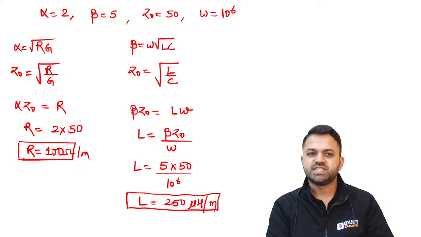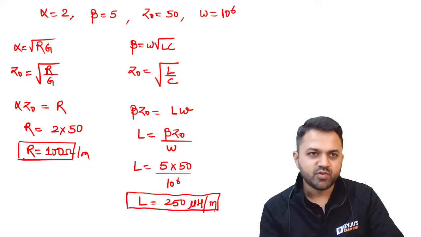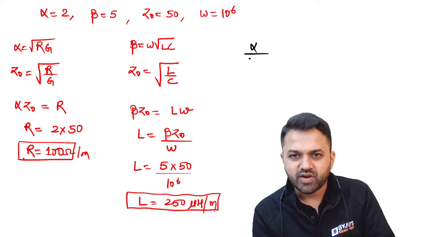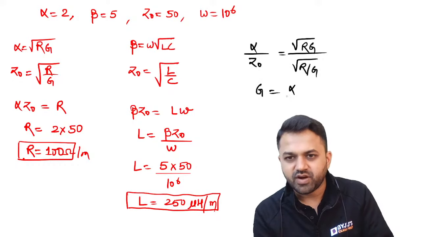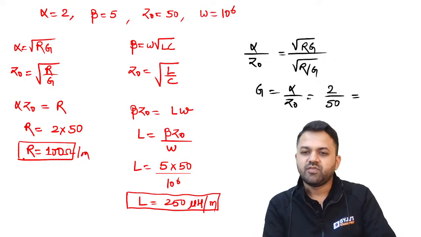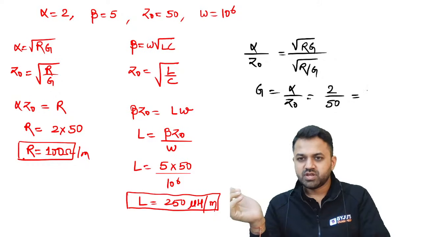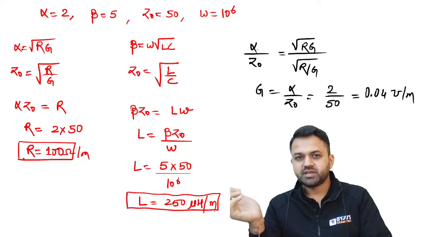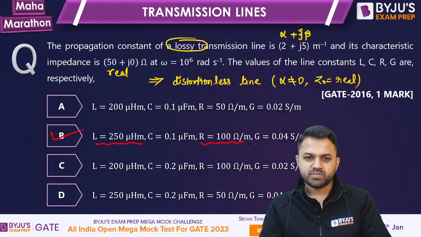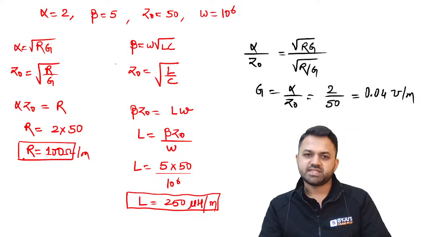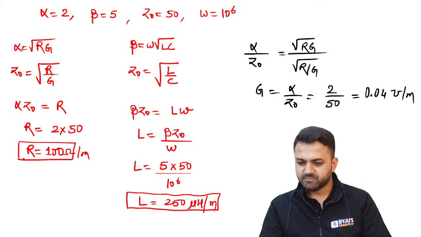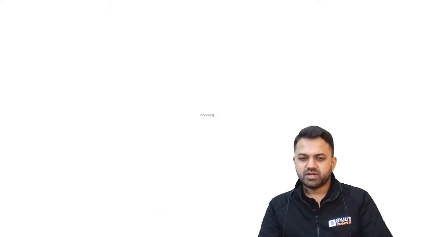You can conclude the value of G also by dividing this. If you want to calculate the value of G, then you can calculate alpha upon Z naught. This will be root over RG divided by root over R by G. So this is nothing but G, which is alpha upon Z naught. So alpha is 2, Z naught is 50. So from here you can calculate the value, 0.04 mho per meter or Siemens per meter. So you can see option B, the G is 0.04. Similarly, by dividing beta and Z naught, you can calculate the value of C also. Correct?